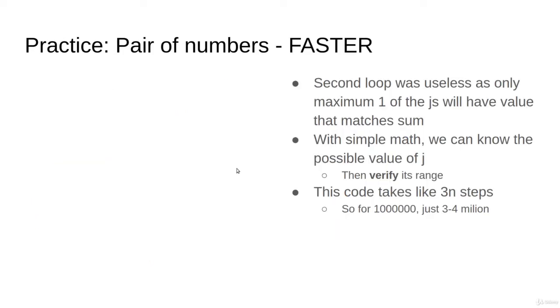Okay, so the idea is the second loop was useless, as only a maximum of one of the j's in this for loop will match the sum, and all of the other values are useless. With some simple math, we can know the possible value of j. Then we just verify it. Try again to stop the video and make use of this hint.